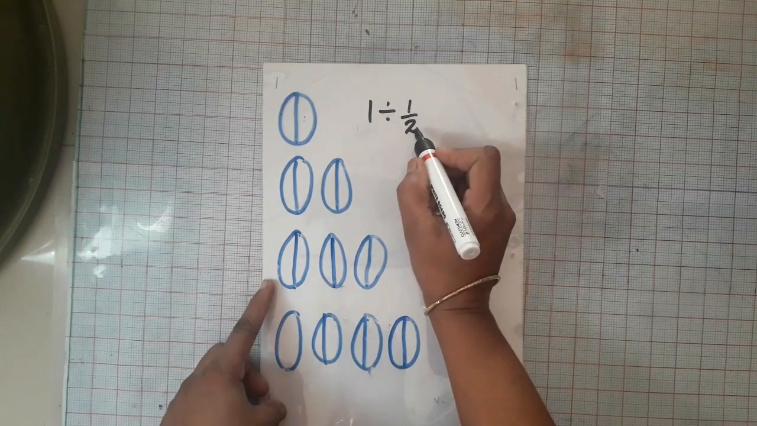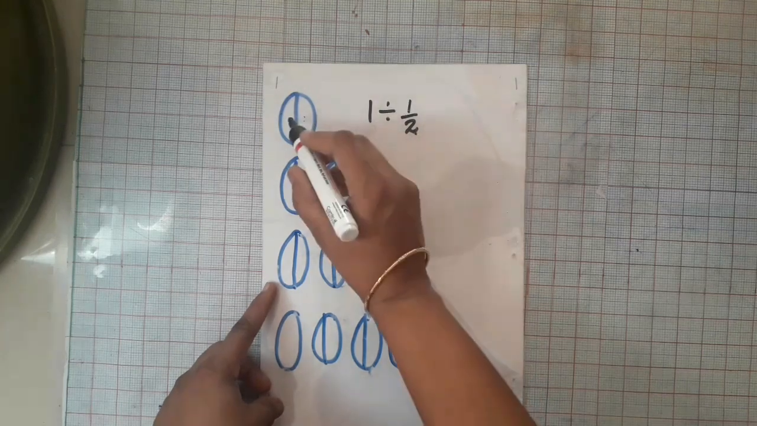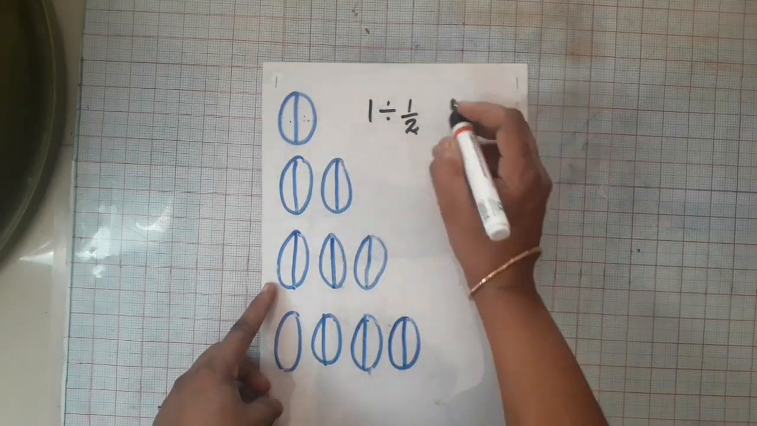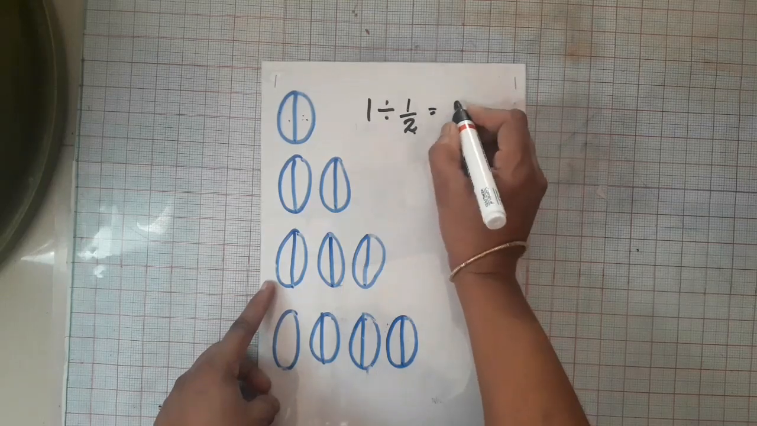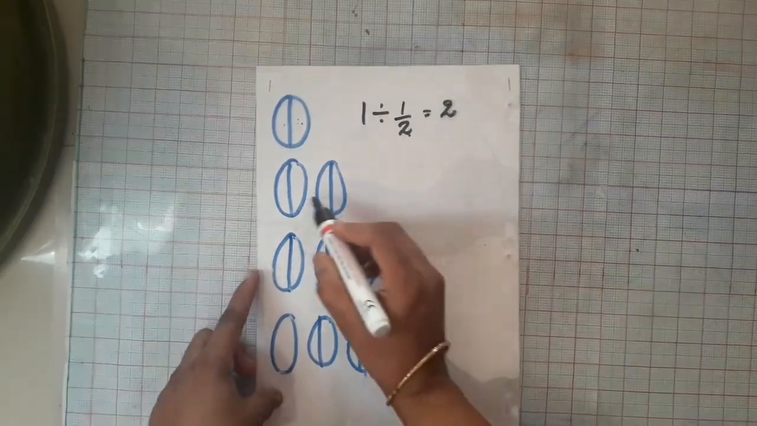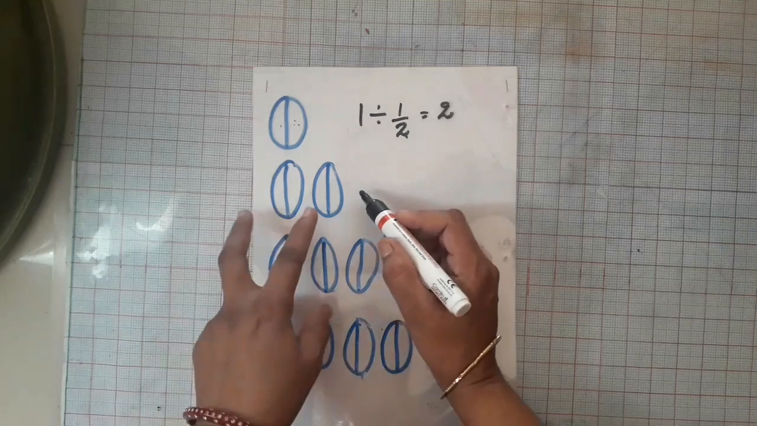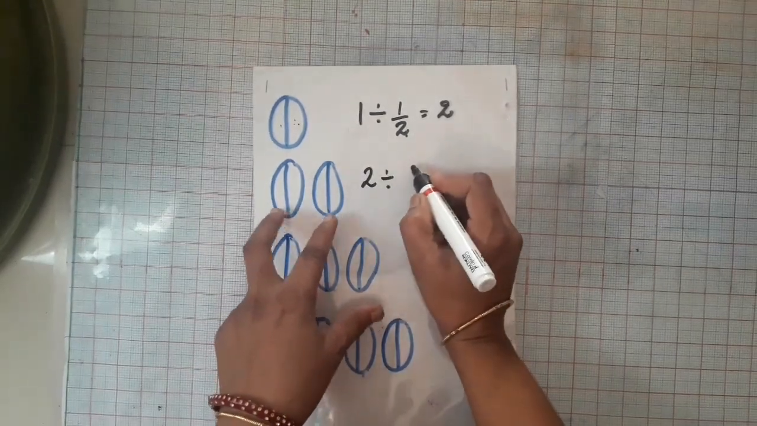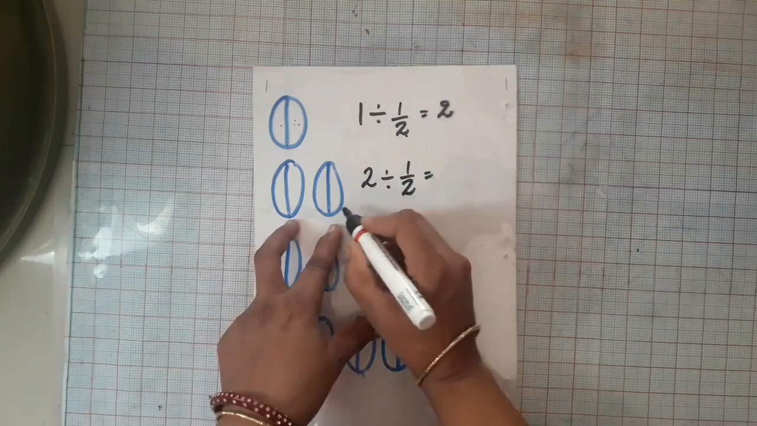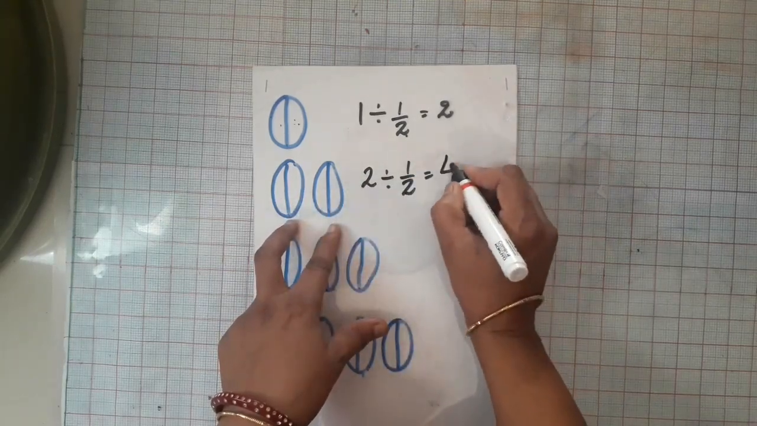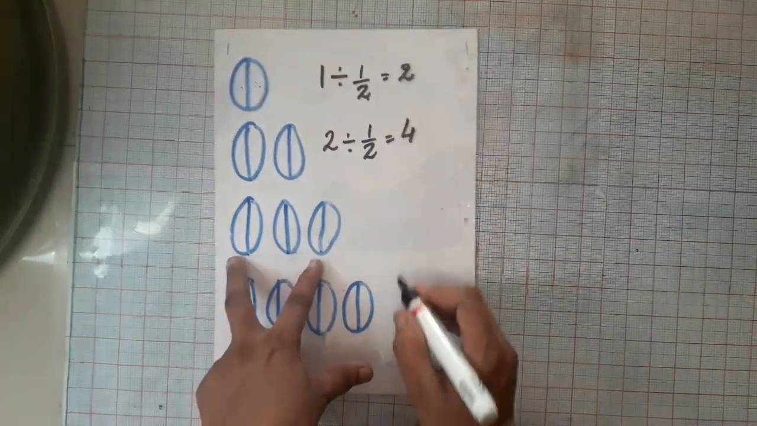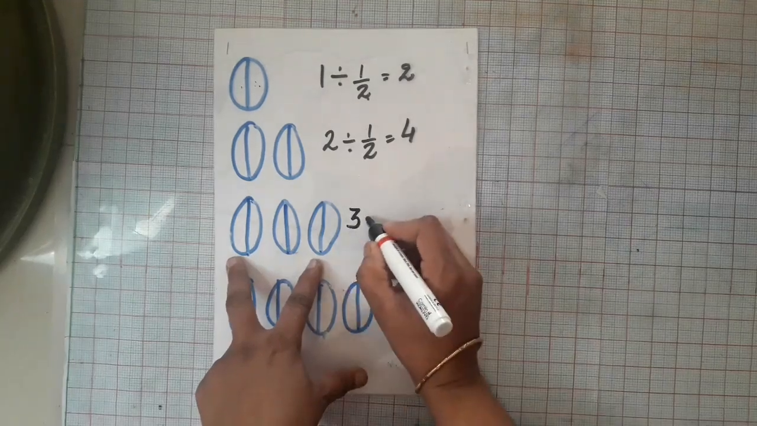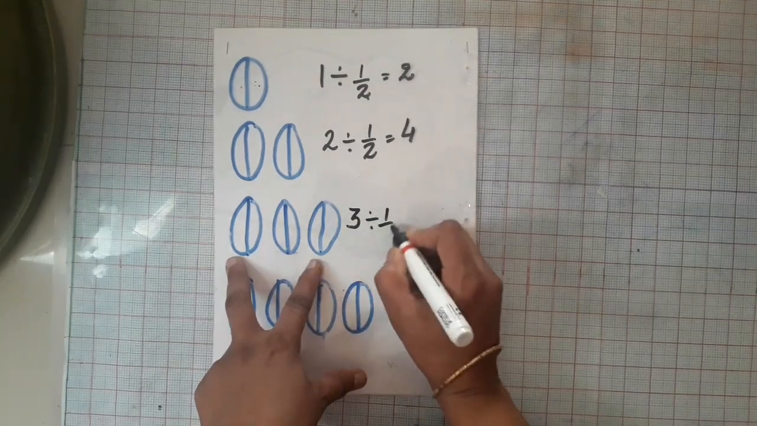So how many halves are there in 1? That is 2 halves are there. So this answer is 2. Okay. Here for the second question, you can see 2 circles are divided into halves. So how many halves do you have? That is 4. Here this will be 3 divided by half.